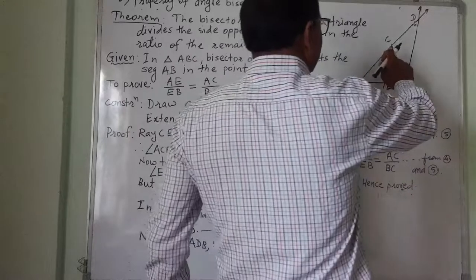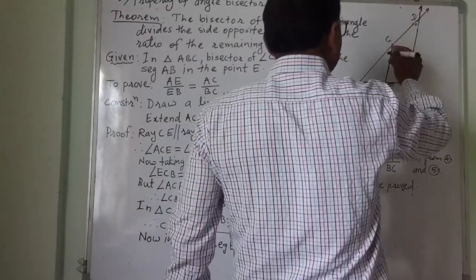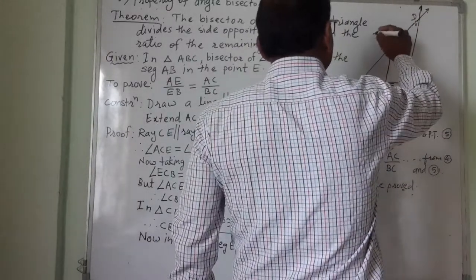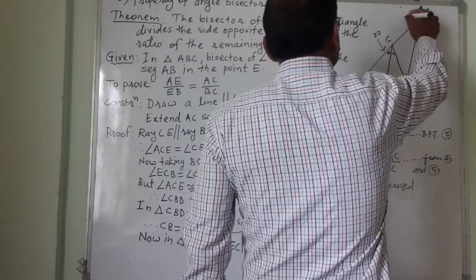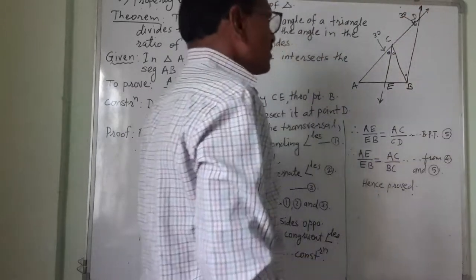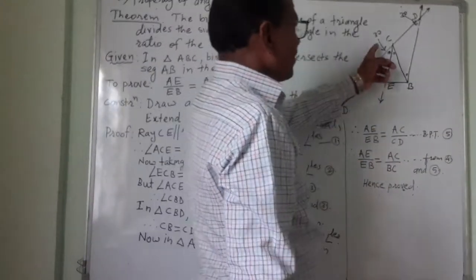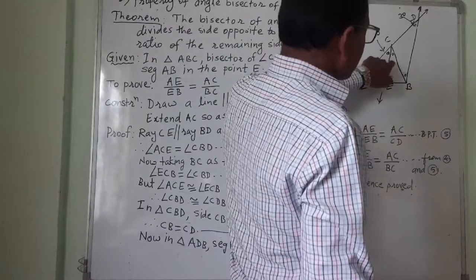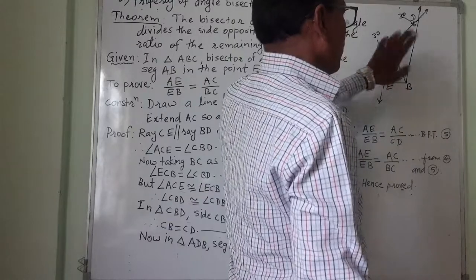Now, one point is over, this and this is same. Suppose this is 30 degree, then this is also 30 degree. Now this is the angle bisector. That means this is 30, so this is also 30. Okay.